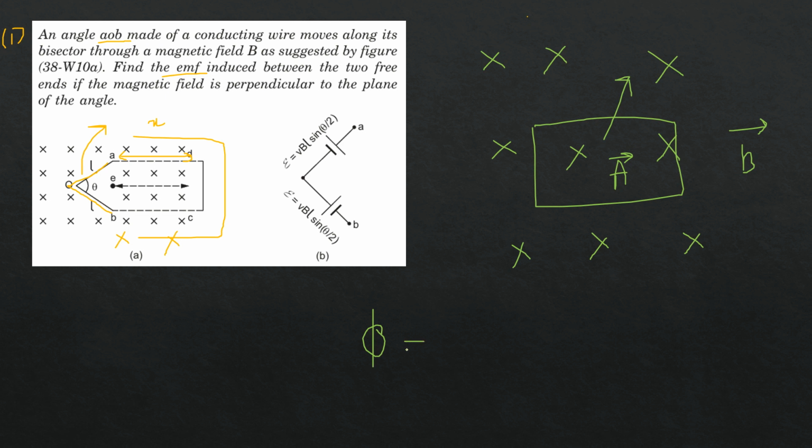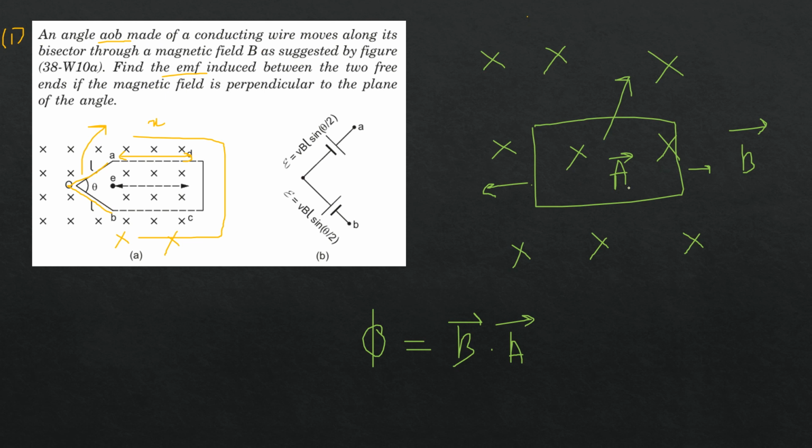So what is magnetic flux? Magnetic flux is B dot A. Magnetic field dot area vector is the magnetic flux. How will EMF be induced in this loop? If I move this coil, only if I move this coil.